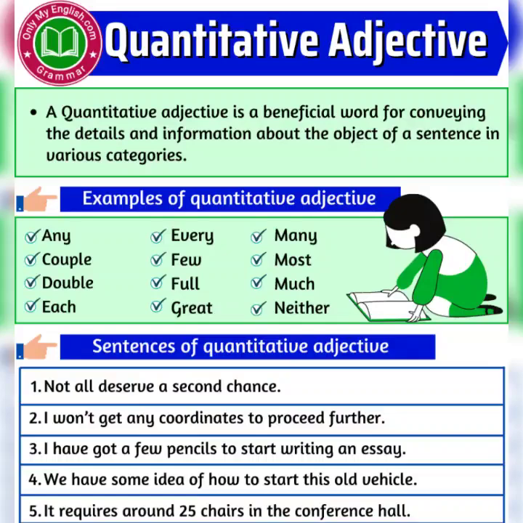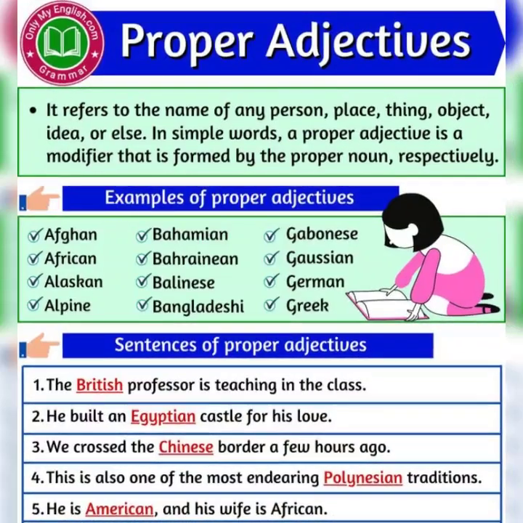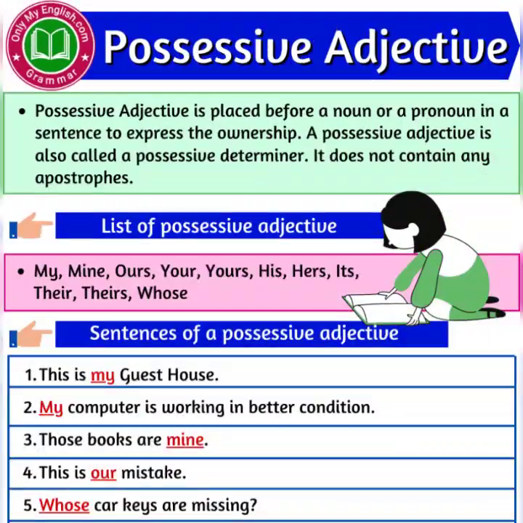Quantitative adjective. A quantitative adjective is a beneficial word for conveying the details and information about the object of a sentence in various categories. For example, it requires around 25 chairs in the conference hall. Proper adjectives. It refers to the name of any person, place, thing, object, idea, or else. In simple words, a proper adjective is a modifier that is formed from the proper noun. For example, the British professor is teaching in the class.